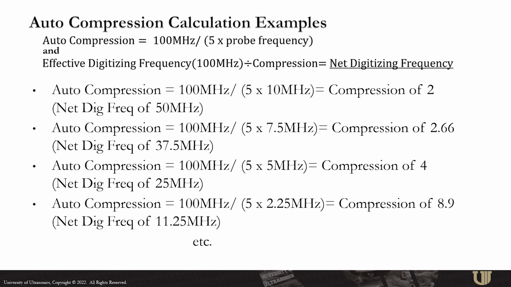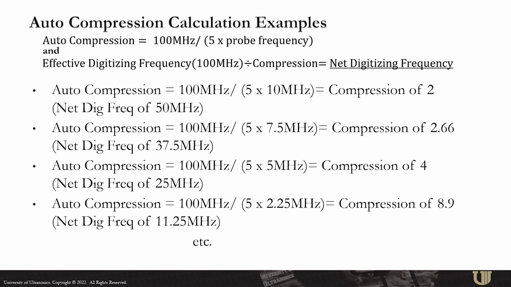If I'm using a 5 megahertz probe, 100 megahertz divided by 5 times 5 equals a compression of 4, which would result in a net of 25 megahertz. And then if I'm using a 2.25 megahertz probe, 100 divided by 5 times 2.25 equals a compression of 8.9 and a net of 11.25 megahertz. You could work this out with different frequencies, but I just decided to use some of the more common ones.